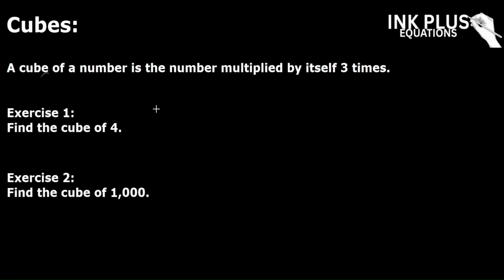The cube of a number is the number multiplied by itself 3 times. So, for example, find the cube of 4. The cube of 4 is going to be equal to 4 times 4 times 4, which is going to be equal to 64. So, the cube of 4, or 4 cubed, is going to be equal to 64.